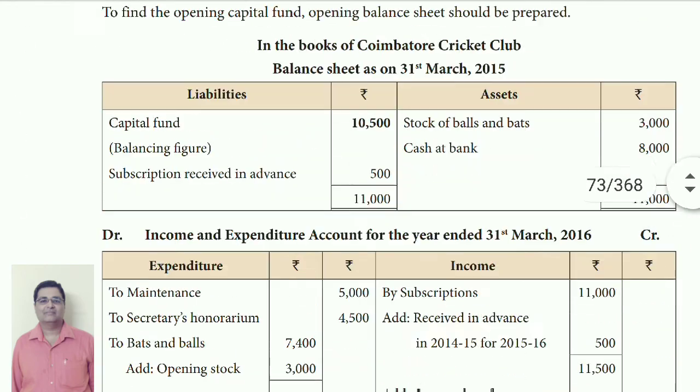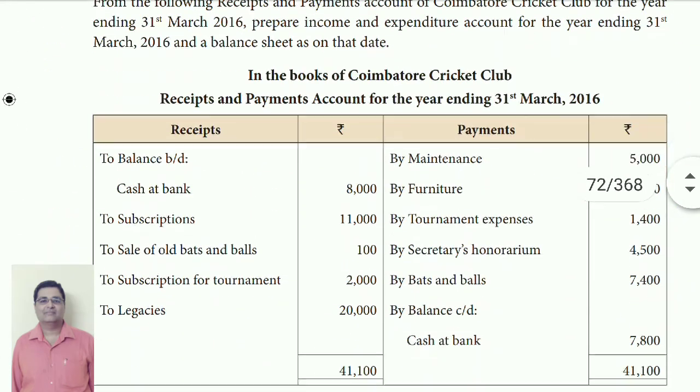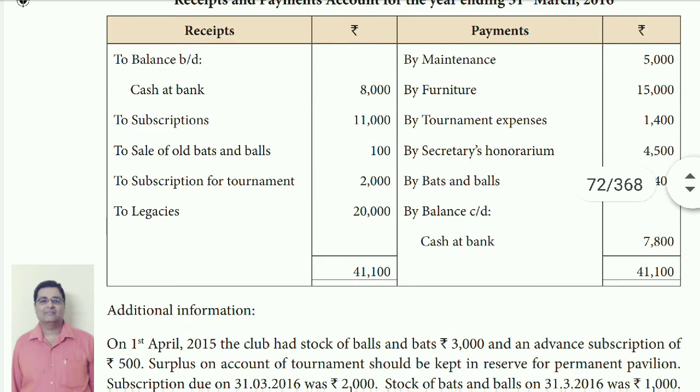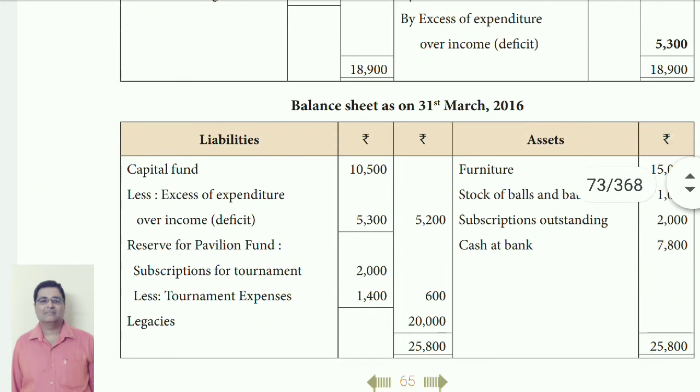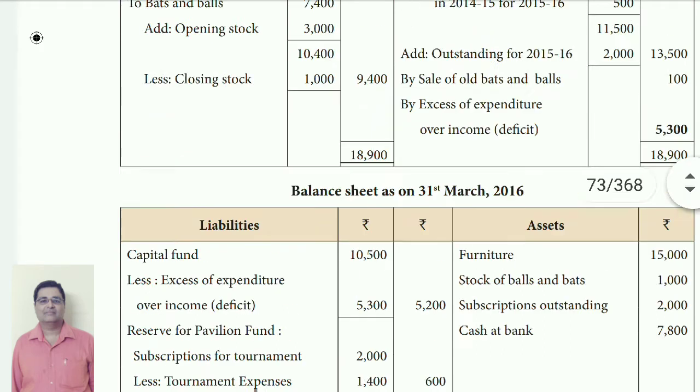See the next line. Tournament expenses 1,400. Already we received subscription for tournament 2,000. This we have to write in the liability side. From this 2,000 we have to deduct tournament expenses 1,400. So see the liability side, 2,000 minus 1,400, outer column 600. Understand?